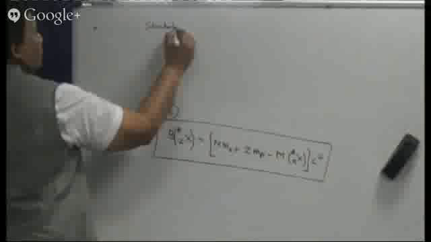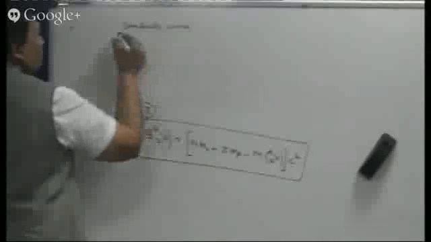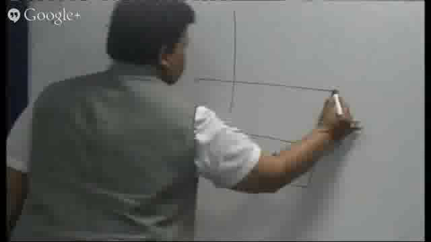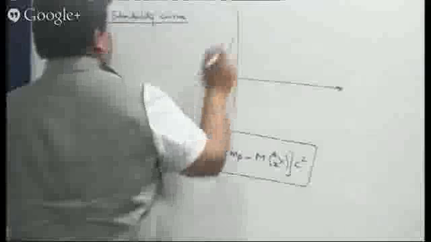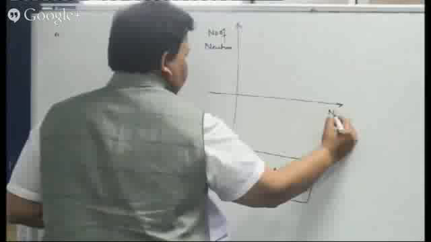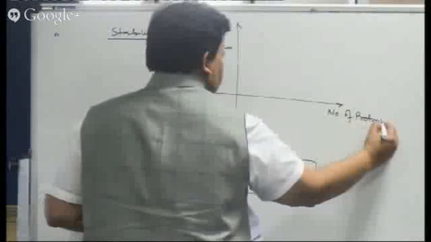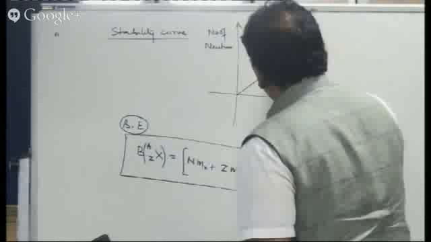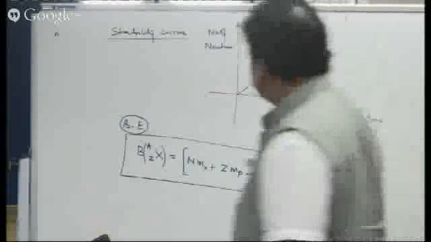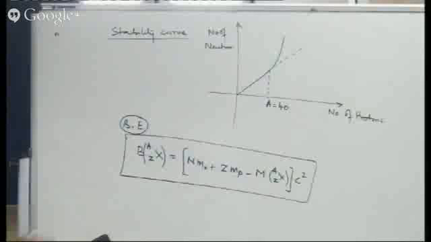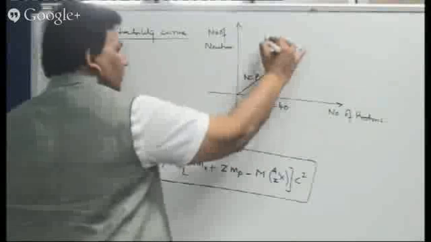Second thing, in which this is the stability graph. Draw it. You know, if I take the number of neutrons here and the number of protons here, the curve goes like this, and after some time it bends like this. Write. This value is A equals 40. We say here n is equal to P and here n is greater than P.